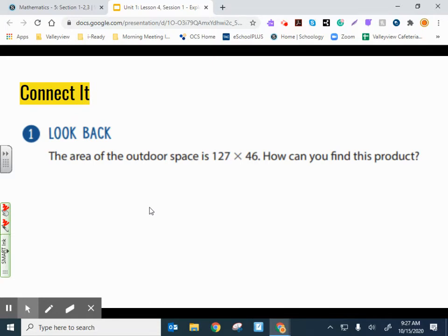All right, so the area of the outdoor space is 127 by 46. So we know that's in feet. How can you find this product? Well, there are 2 different ways to find it. The first one, some of you are already thinking, standard algorithm. And that's your 127 times 46.